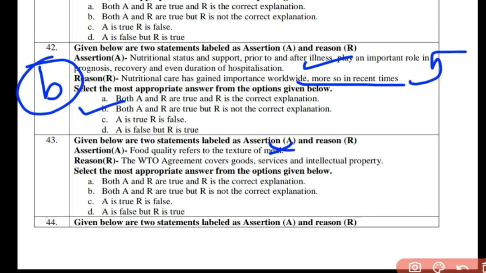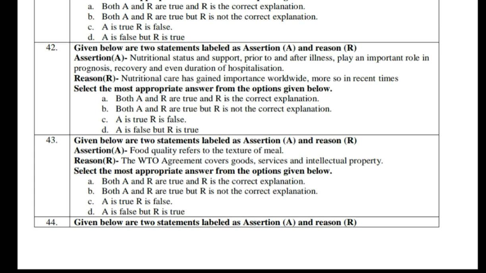The reason: the WTO agreement covers goods, services, and intellectual property. Yes, the WTO agreement definitely covers goods, services, and intellectual property. So the sentence R is also true. But when the assertion is not true, the explanation is not required. But the statement of reason is true. So the right option you have to select is D: A is false, but R is true. The statement R is correct.